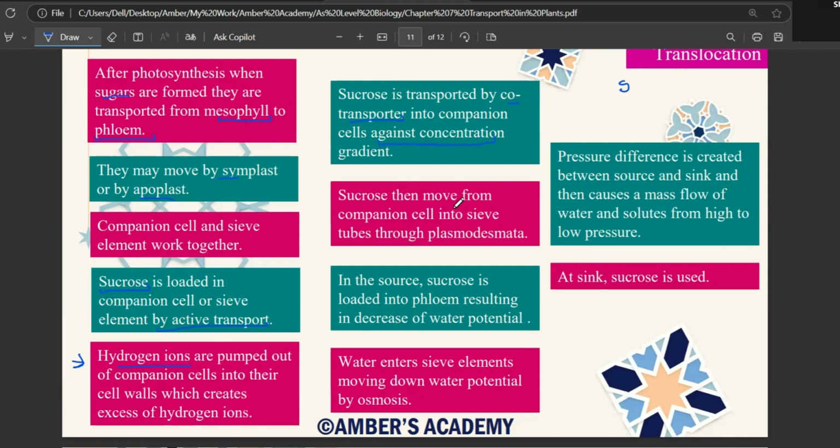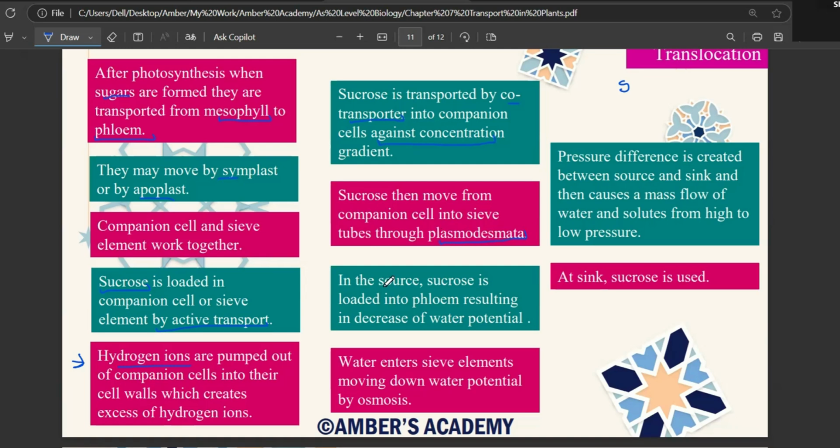Then sucrose moves from the companion cell into sieve tubes through plasmodesmata. If sucrose has been loaded into companion cells, it will move to sieve tubes through plasmodesmata, which I just mentioned in the previous slide as well. What is the usage of plasmodesmata? It basically offers communication between the two of them.